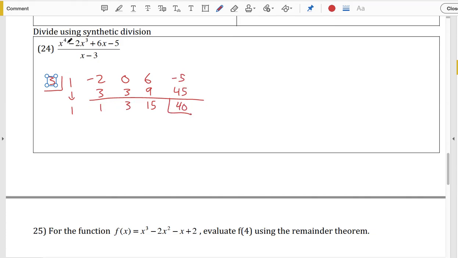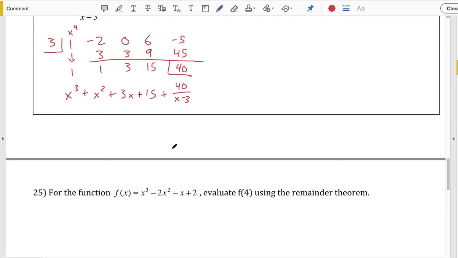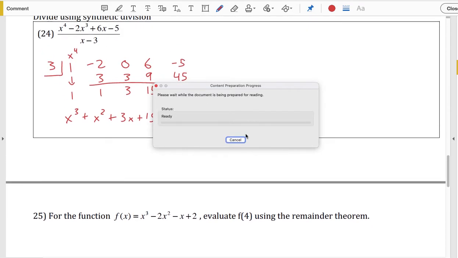So again, these all happen to be x to the 4th, but don't let that confuse you. Because this is x to the 4th, this is x cubed. It's not always x cubed, but it sometimes is. Only when this is x to the 4th. So we got 1x cubed plus 1x squared plus 3x plus 15 plus our remainder 40 over what we divided by, which is x minus 3. That's our final answer there for dividing with synthetic division.